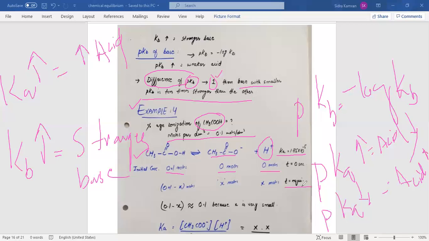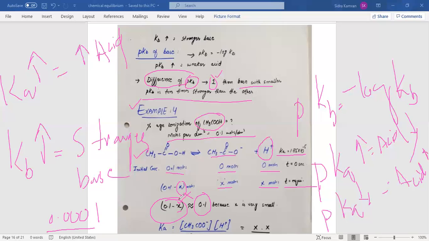After some time at equilibrium, some of the acetic acid is converted into its ions. So 0.1 minus x. This x is the concentration of the product, x mole of acetate ion and x mole of hydrogen ion. This x is very small because acetic acid is a very weak acid and weak acids dissociate very little. So if this weak acid ionizes in a very small amount, then this x is considered negligible. So the whole value is approximately equal to 0.1. Maybe this x is 0.0001. So this value is very small. We can neglect this value.